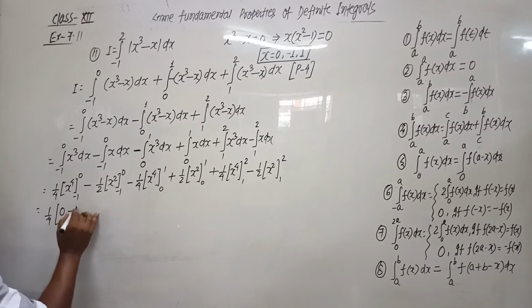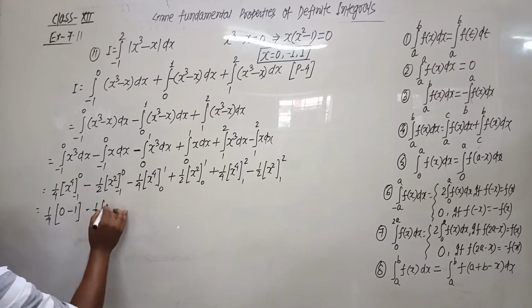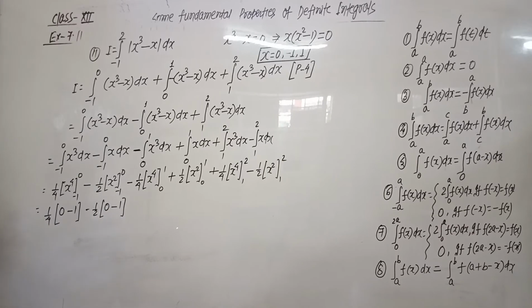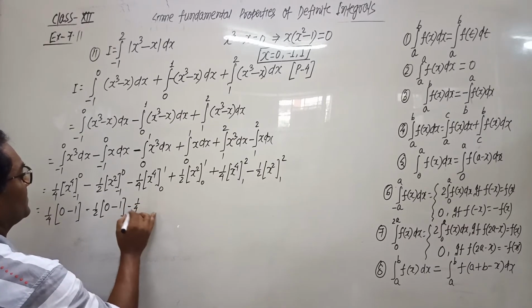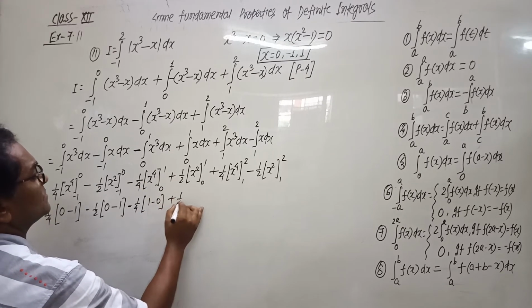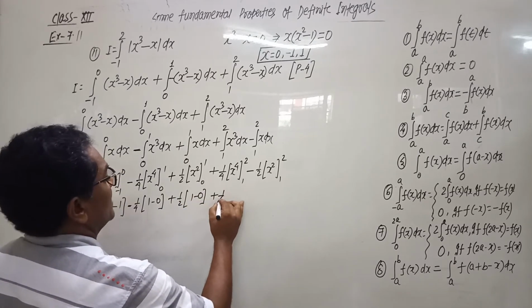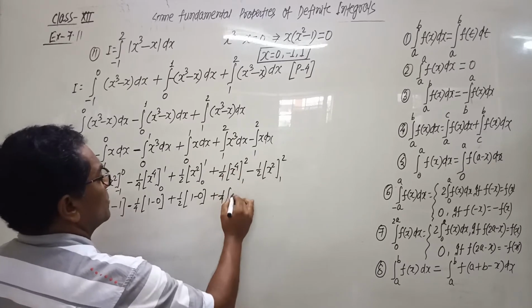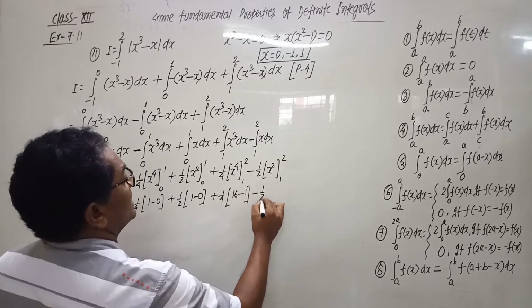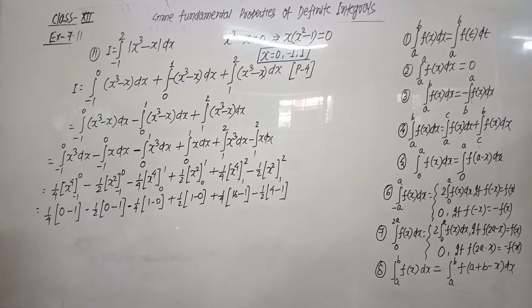So minus 1 raised to the power 4, we get plus 1. Minus 1 by 2. Upper limit 0 minus, put the value of x equals to minus 1, it gives plus 1. So minus 1 by 4 and 1 raised to the power 1 minus 0. Then plus 1 by 2, 1 minus 0. We are substituting the limit 1 by 4, then 2 raised to the power 4, which is 16, minus 1 raised to the power 4, which is 1, minus 1 by 2, 2 raised to the power 2, minus 1 raised to the power 2, this is 1.